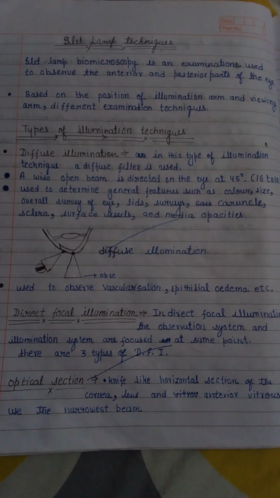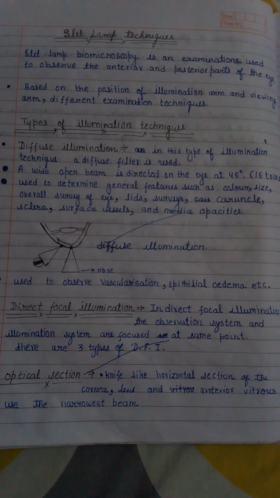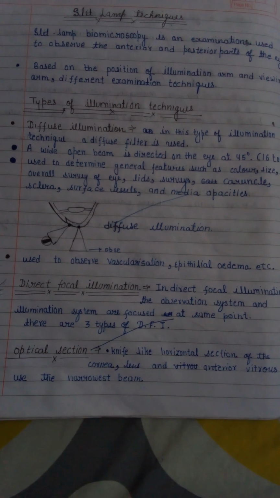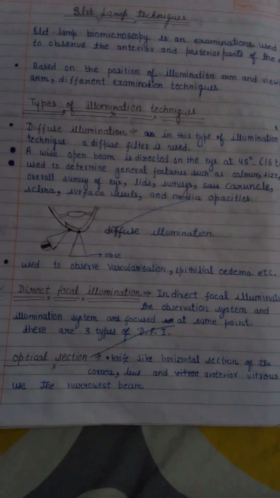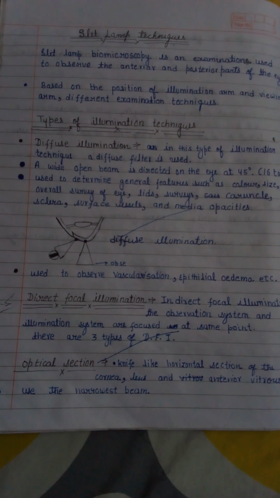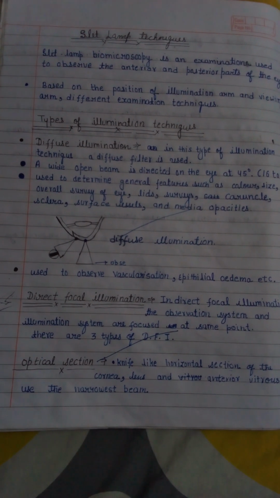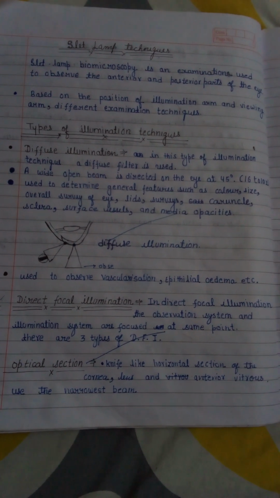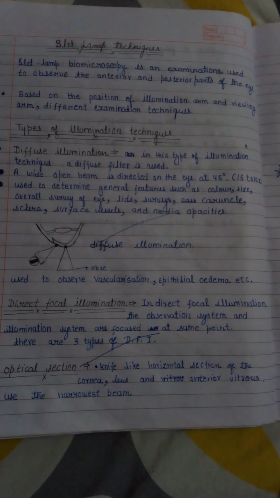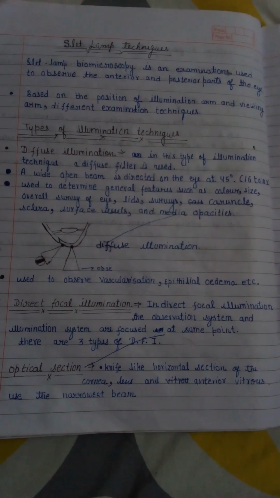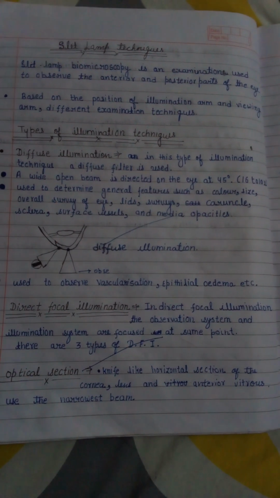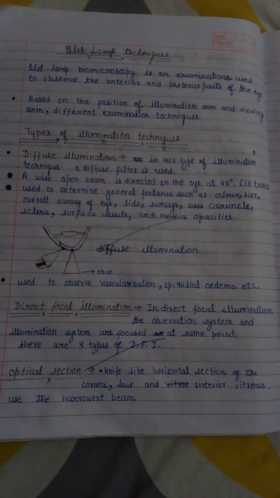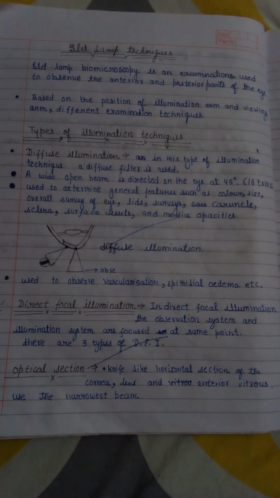In this video we will discuss different types of illumination techniques that are used in slit lamp examination for diagnosing different types of disease. Slit lamp biomicroscopy is an examination used to observe the anterior and posterior parts of the eye, based on the position of the illumination arm and viewing arm.